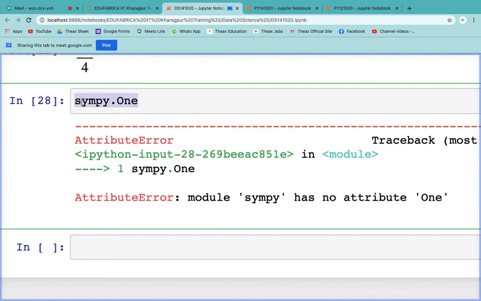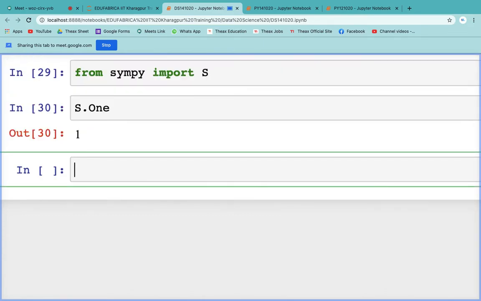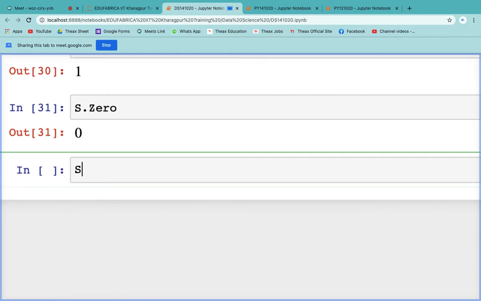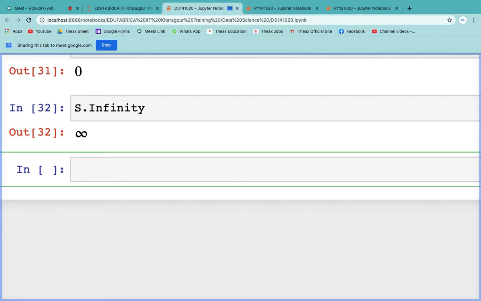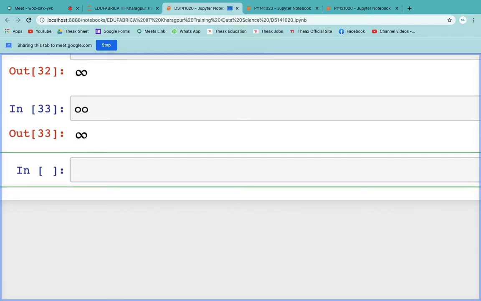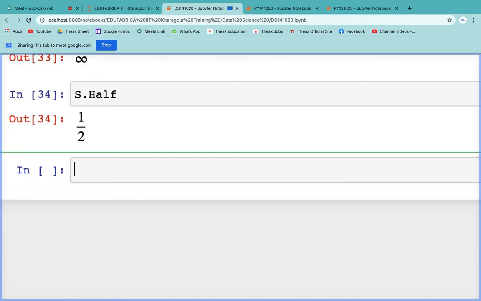So this is a class of a singleton, as I said, so you'll have to write S. Sometimes it does not work, and you'll have to write accordingly to get the results. Let's see further. So 1 works similarly, 0 works, and infinity works, right? The infinity sign can also be given as 2 times oo in small cases. Run this and you'll get an infinity sign. Easy, right?